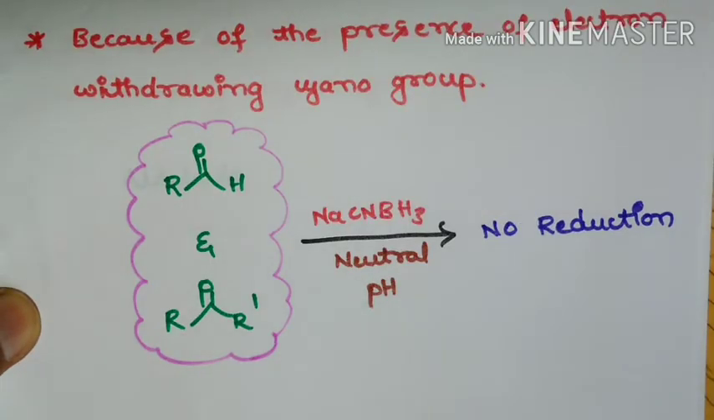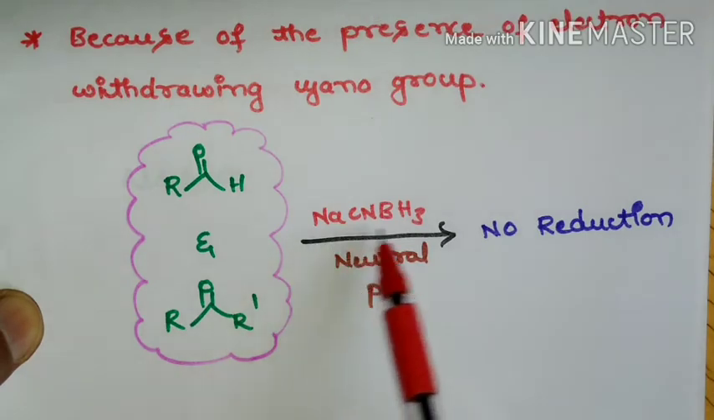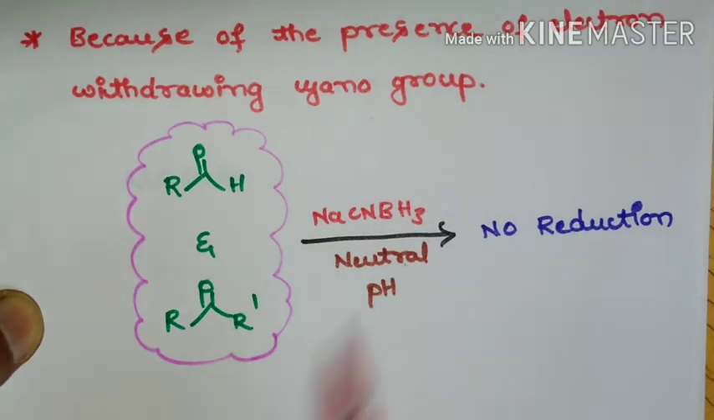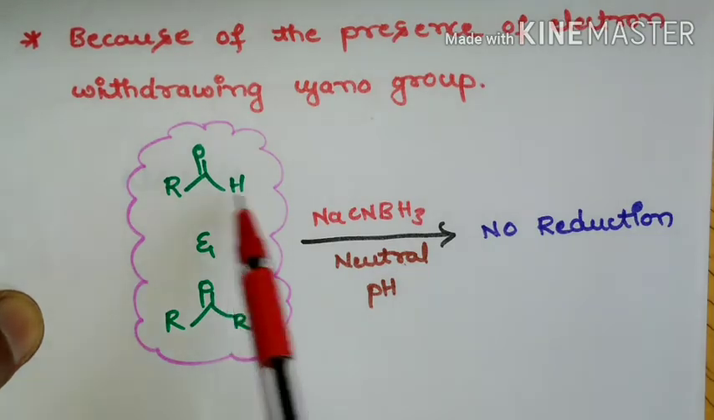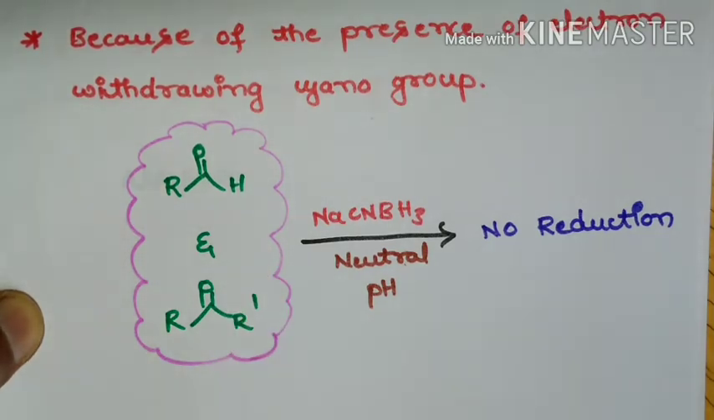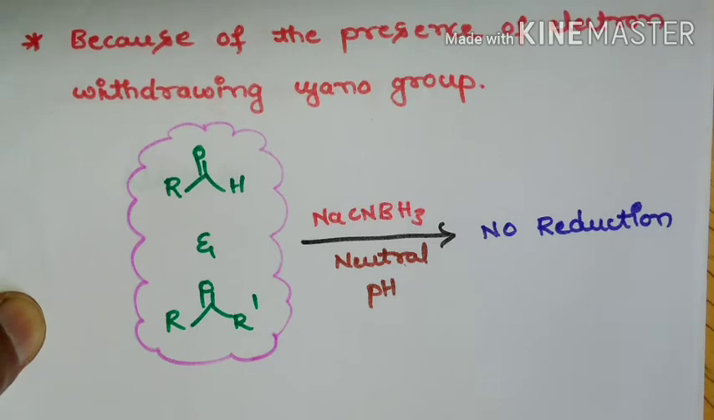And this sodium cyanoborohydride will reduce aldehydes and ketones only in acidic pH. If you see the given reaction, aldehyde and ketone upon treatment with sodium cyanoborohydride in neutral pH will not be reduced. Hence, it is stable at higher pH, and it reduces aldehyde and ketone only under acidic pH, and not under neutral pH.